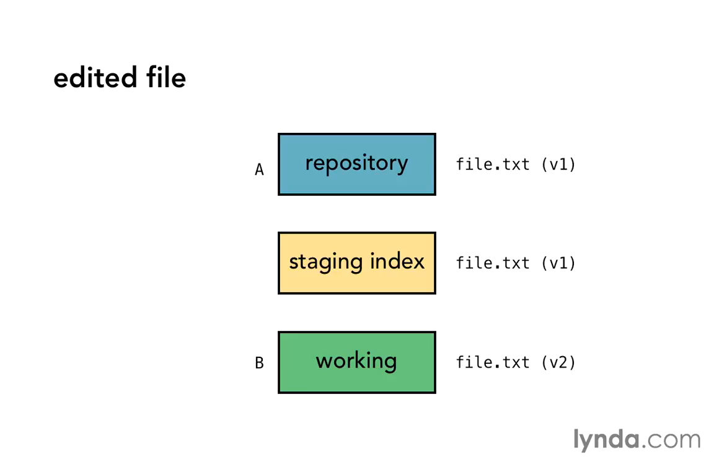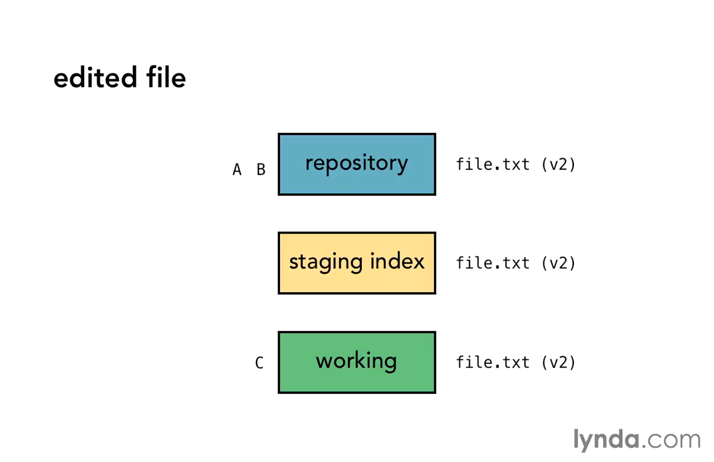So when we're done making our changes, then we want to stage the changes, and we do that with git add. That then pushes change B up to the staging index so that now version 2 of the file exists there as well. And then when we finally have everything all together, we can commit that set of changes that are represented by B to the repository using git commit. So that'll push it up to the repository, and now version 2 of the file exists in all 3 of those places.